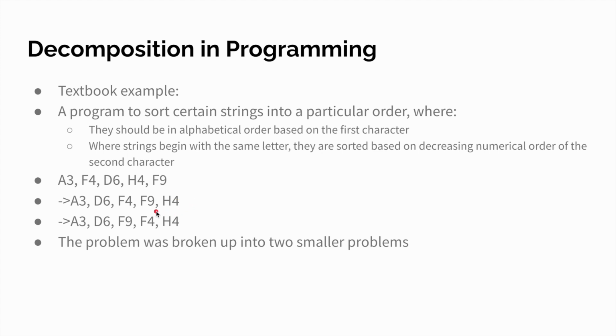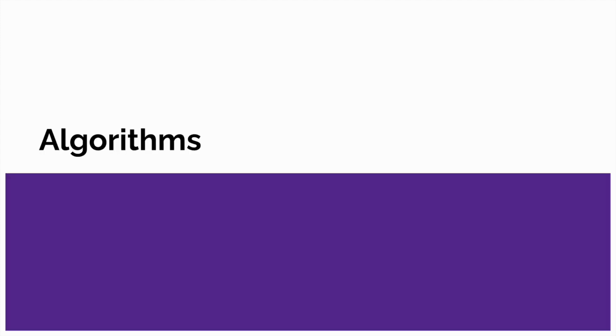And then our second step is where they begin with the same letter, we sort them by decreasing numerical order, which, as you can see, the 4 and 9 are in increasing numerical order, so we swap those around, and that's our sorted string. But you can see here that this bigger problem was broken up into 2 smaller problems, and that's effectively what decomposition is.